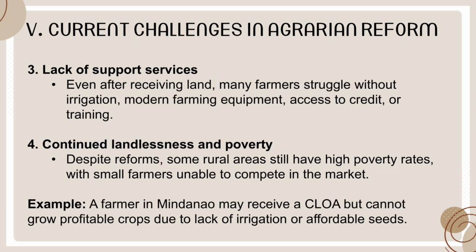This is what happens after land is distributed. Many farmers fail to improve their living conditions because they lack support services such as irrigation, farm tools, seeds, fertilizers, credit, and agricultural training. Without this, farmers cannot increase productivity, which results in continued rural poverty. Some farmers are forced to lease or sell their land back to rich landowners, recreating the same inequality that agrarian reform was meant to solve.